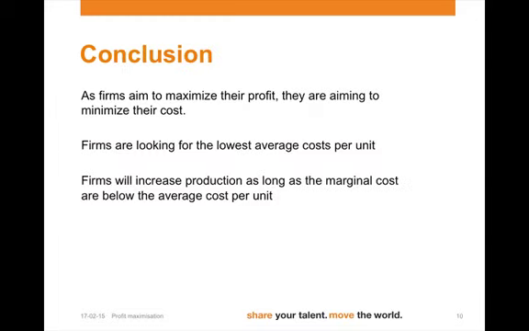As firms aim to maximize their profit, they're aiming to minimize their cost. Firms are therefore looking for the lowest average cost per unit, and they will therefore increase production as long as the marginal costs are below the average cost per unit.